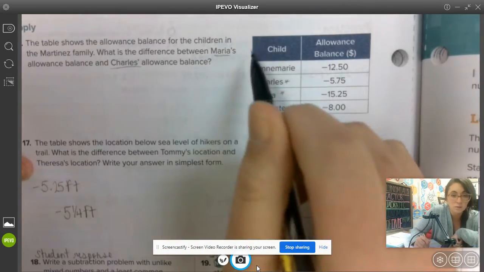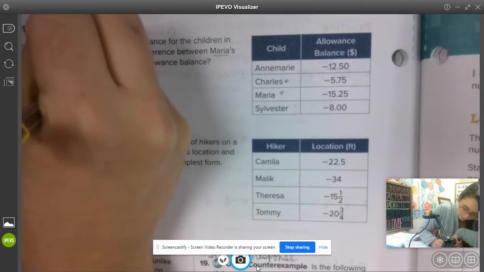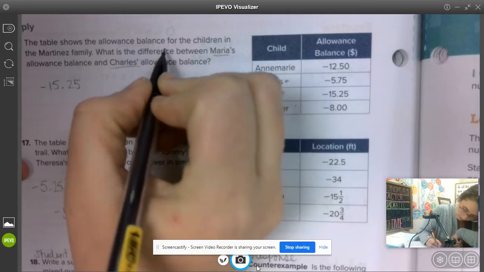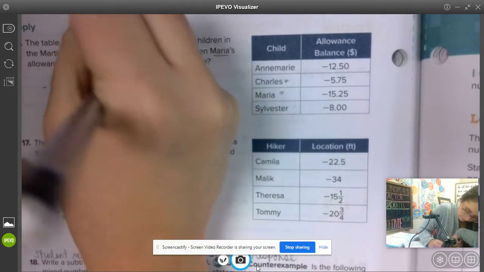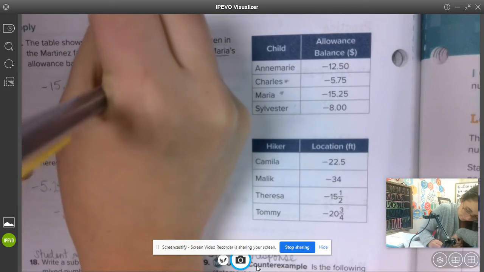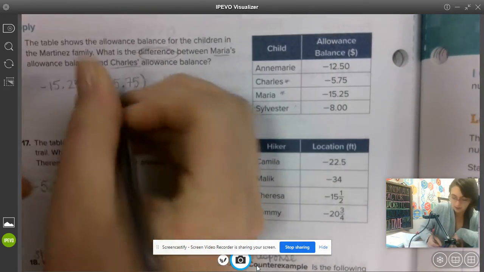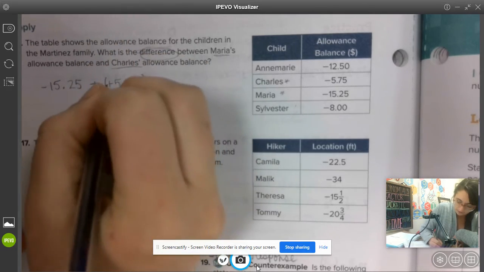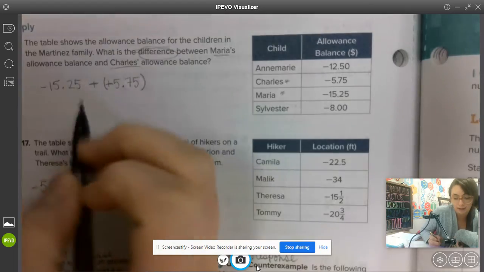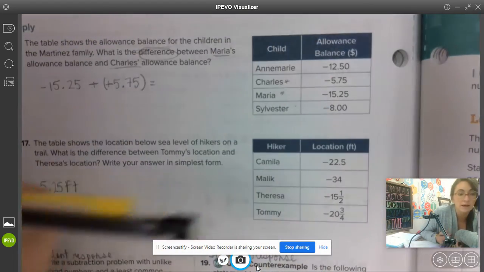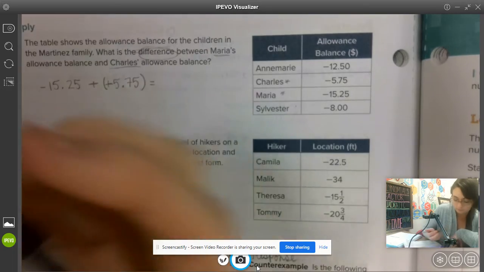Well, the difference between Maria's is negative 15.25. Difference, okay, means subtract, and Charles is negative 5.75. Okay, when we subtract, we add a line, change the sign, or we add the opposite. Now, negative plus a positive, I subtract and keep the sign of the bigger absolute value, and I subtract their absolute values. Don't forget that part, okay?